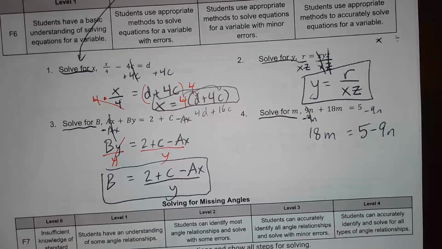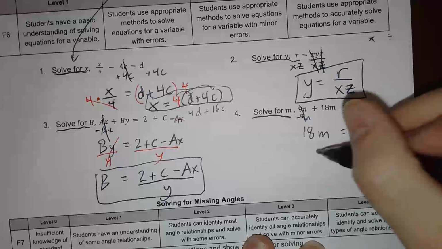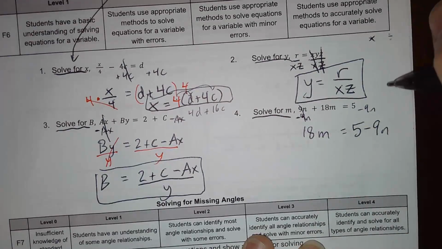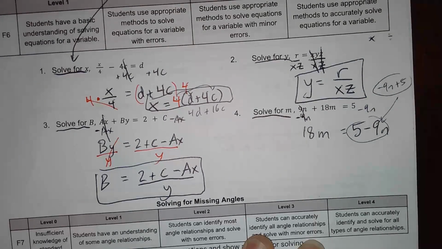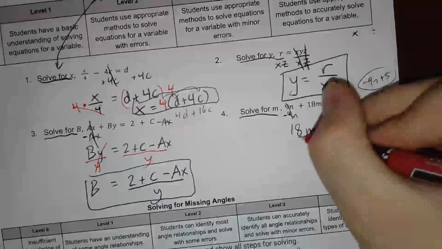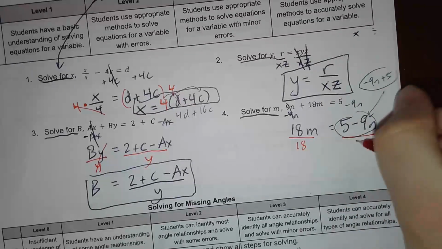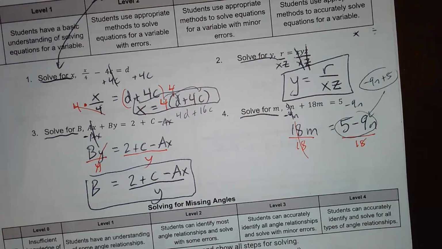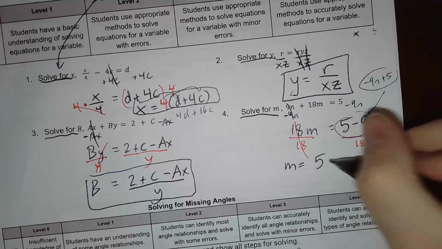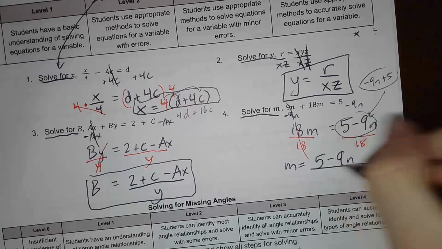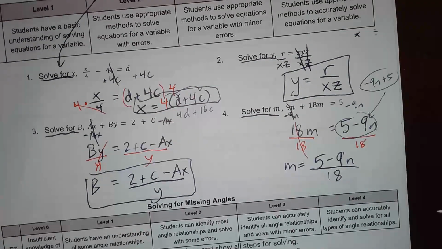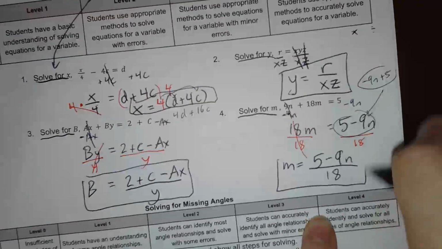You could rewrite this if you wanted to. You could write this as negative 9n plus 5. It's the same thing, but either answer is okay. So finally, let's get m by itself by dividing by 18. And that gives me my final answer of m equals 5 minus 9n, all divided by 18. Now this is a very appropriate answer.